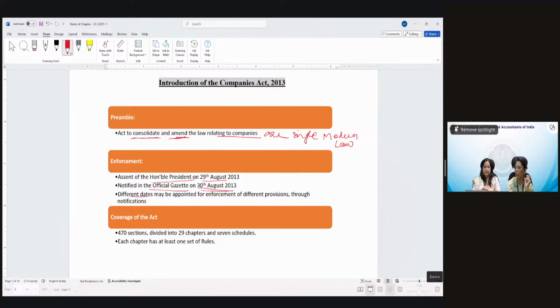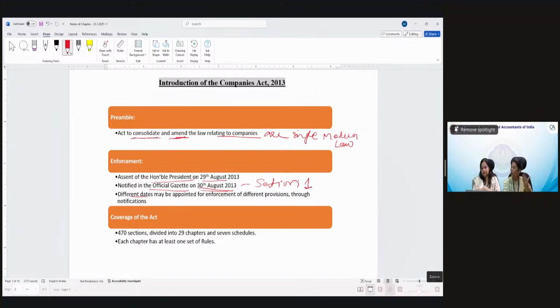On 30th of August, they came out with only section 1. And section 1 specified the name of the act. Yes, this is the act. It came out with the extent, that it is applicable to the whole of India. Then it came out with the commencement. Commencement means from which date, which sections will be applicable. So they had nothing specified.